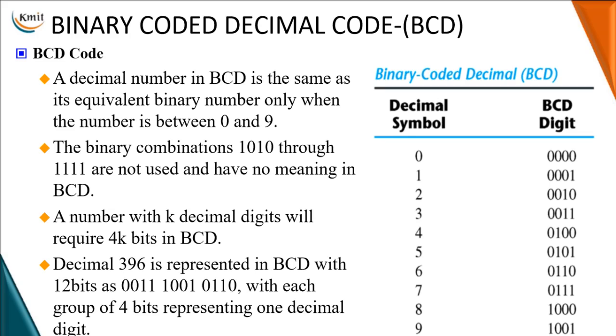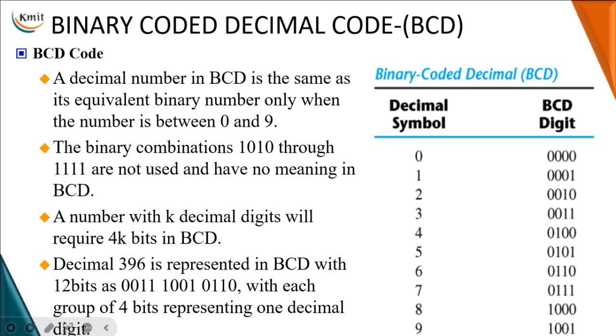Now, in order to represent a given decimal number in its BCD, each decimal digit is represented with the equivalent 4 binary bits. For example, if I have the number 396, to represent this I require a total of 12 bits, because we have 3 decimal digits here. To represent each decimal digit I require 4 binary bits, so 4 into 3 is a total of 12 bits. So to represent k decimal digits, the total number of bits required in BCD is 4 into k.